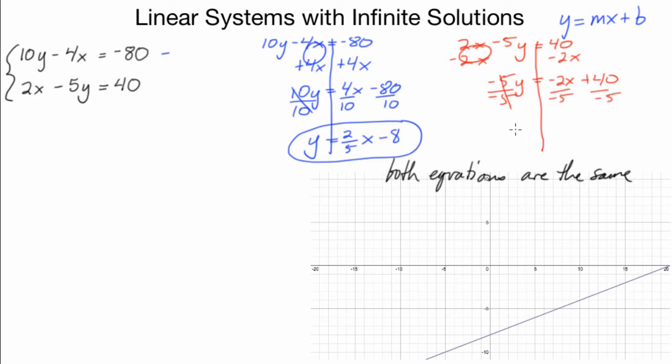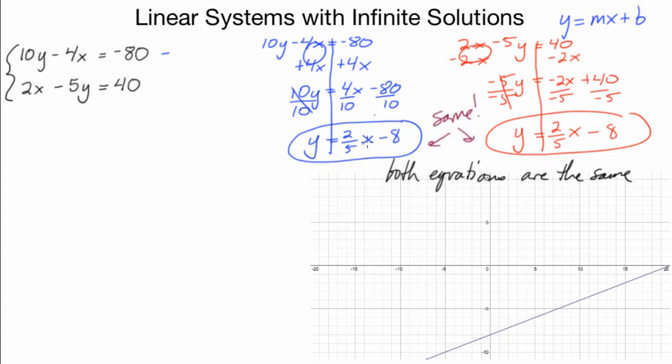Negative 5 divided by negative 5 leaves me with just y all by itself. Negative 2 divided by negative 5 turns into positive 2/5. Negative divided by negative is positive. And 40 divided by negative 5 is negative 8. And look at that, we have the same equation. So that is one way to go about it. If you have a linear system of equations, and they're really the same equation, we can show that they have the same slope and the same y-intercept, then there are an infinite number of solutions.